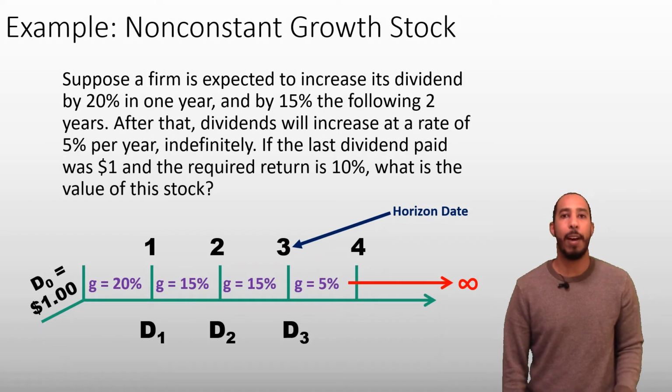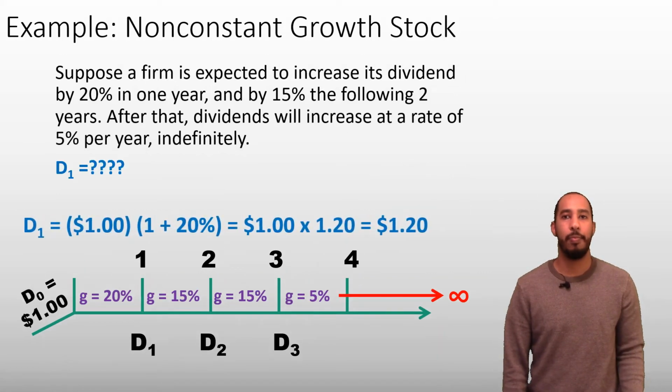That means we need to find the size of the dividends up to the horizon date. That is D1, D2, and D3. So let's start figuring out those dividends. D1 is going to be 20% bigger than the current dividend of $1. So we can get D1 as 1 times 1 plus 0.20. And that gives us $1.20 for D1.